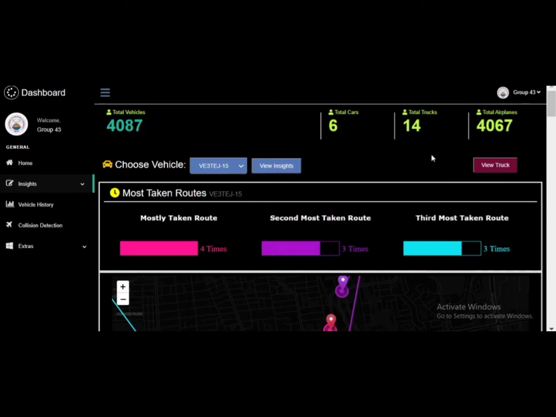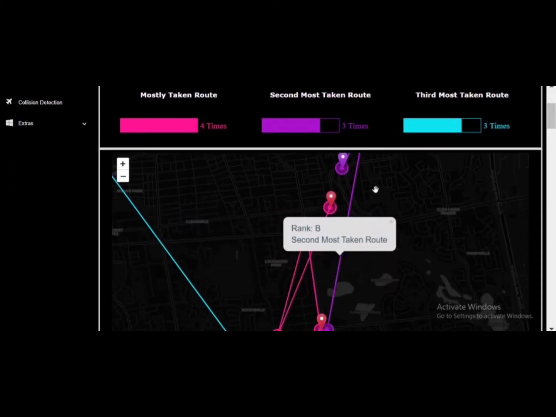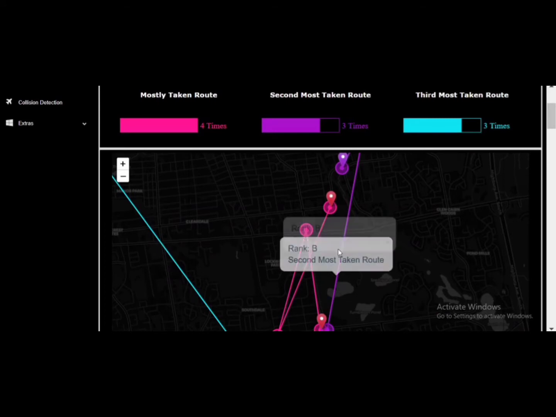This page is currently displaying insights of a car. To view truck insights, we can click this button. Moreover, we can choose different vehicles from this drop-down. This map demonstrates most taken routes of car V3-15, observed by the system.